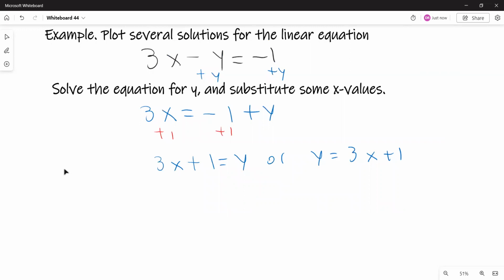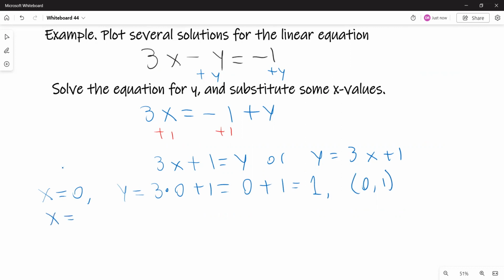We can just choose any values that we want. If we let x equals 0, y is 3 times 0 plus 1. But 3 times 0 is 0. So the first ordered pair is going to be 0, 1. If we plug in x equals 1, y is 3 times 1 plus 1. 3 times 1 is 3. 3 plus 1 is 4. So the second ordered pair is 1, 4.